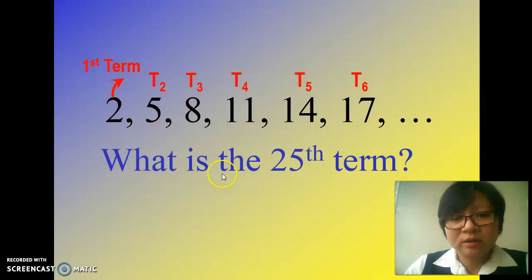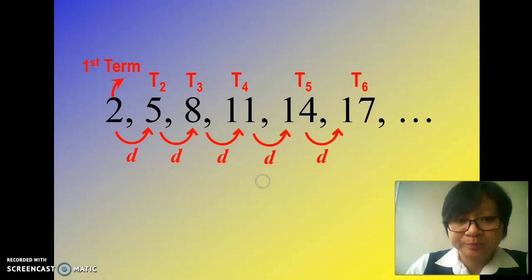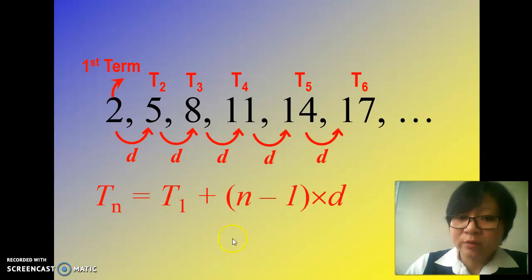So the question is, what is the 25th term? If you are using the term-to-term rule to find the 25th term, it would be tiring. So we need to generate the position-to-term rule or the nth term formula. First, you need to identify the common difference. So between two consecutive terms, you need to find the common difference. d is the common difference.